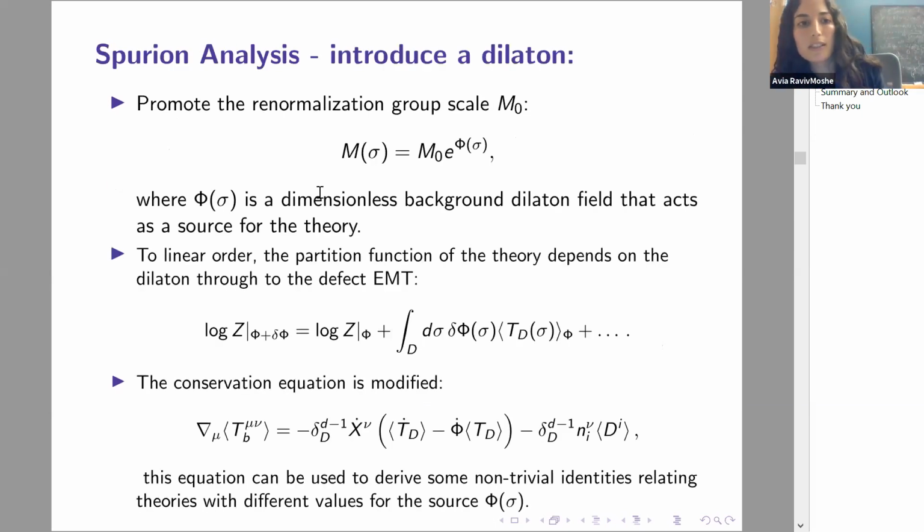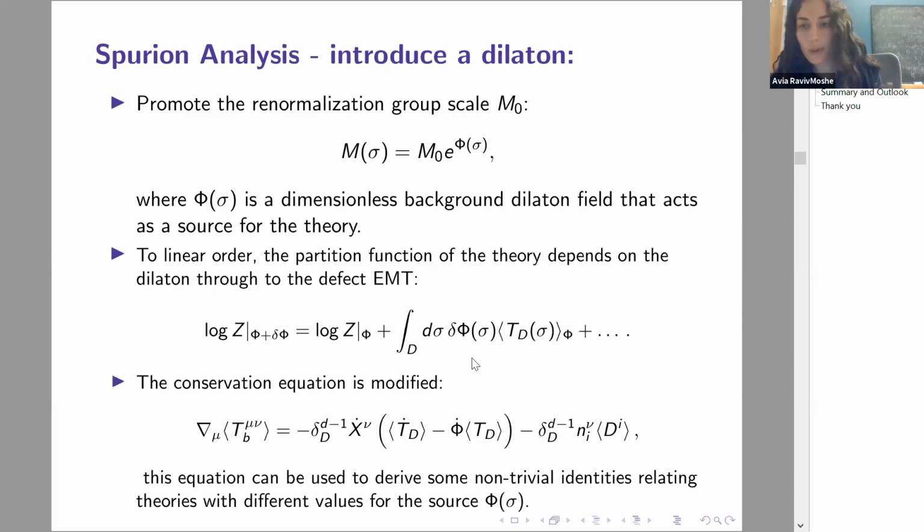So now we are ready to introduce a dilaton. We use what is called spurion analysis in the literature. We do that by promoting our renormalization group scale M_0 to be a function of the line coordinate sigma. We choose M(σ) to be M_0 times e^{φ(σ)}, where φ(σ) is a dimensionless background field that we will call the dilaton. It has nothing to do with the string theory dilaton. It's just a tool, like a gadget, that we will use in order to remember the RG flow. It acts as a source for the theory. To linear order, one can calculate how the partition function changes once we change the dilaton a little bit. It just couples to the defect stress tensor.